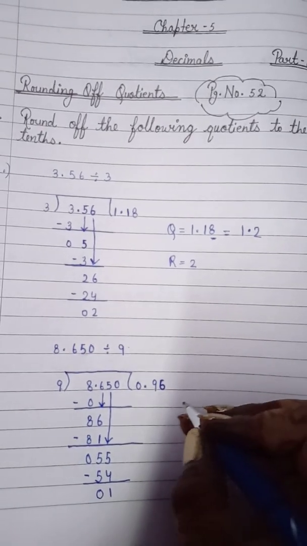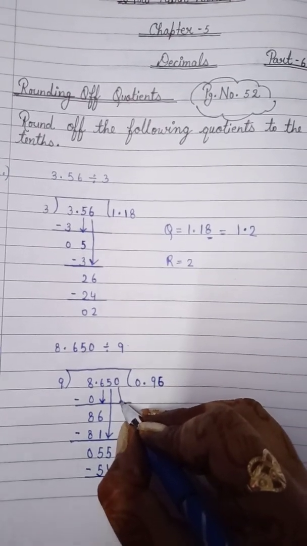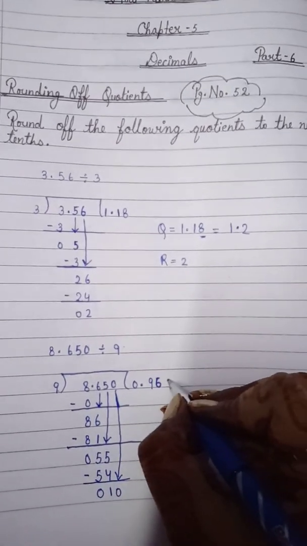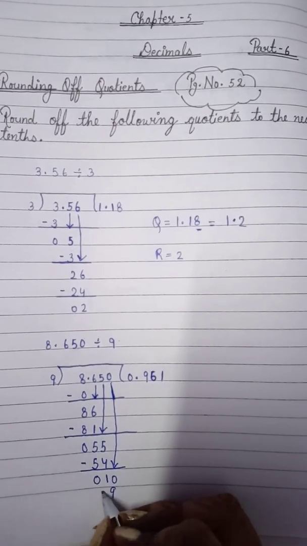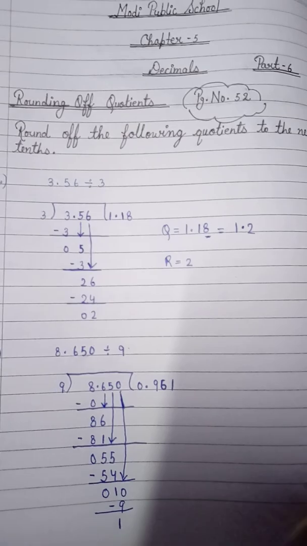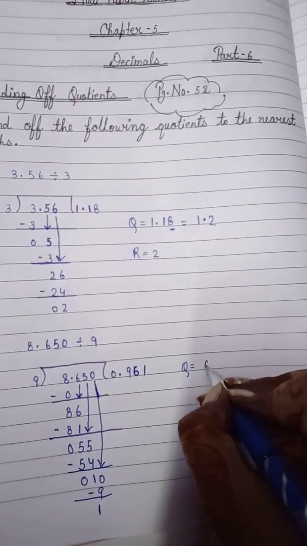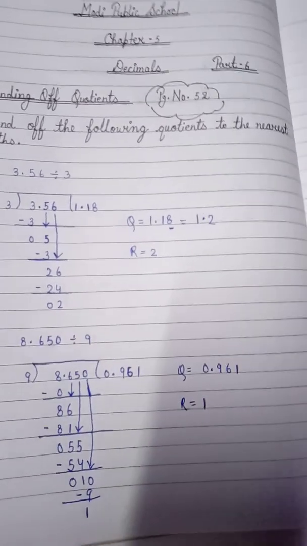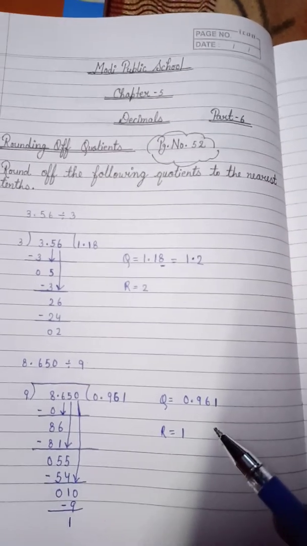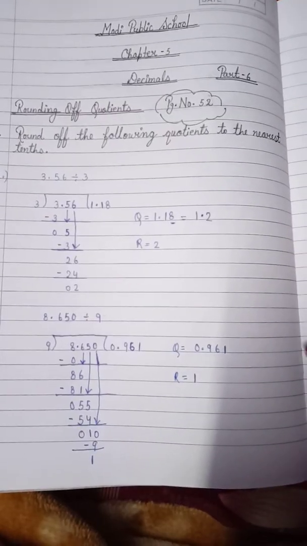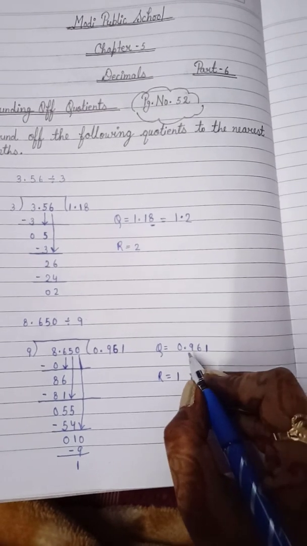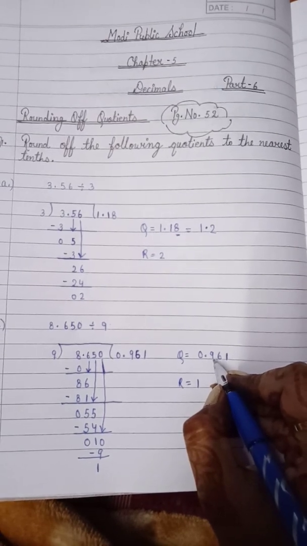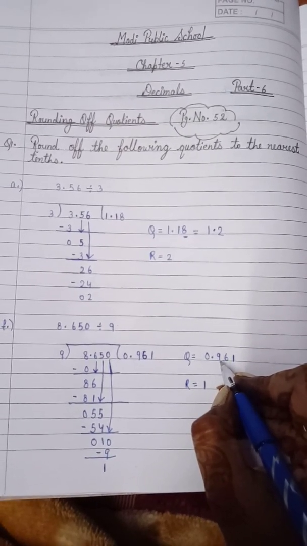Clear? Now we will write down this next digit, which is 0. Now 9 ones are 9. 10 minus 9 is 1. So quotient is 0.961 and the remainder is 1. We have to just check the quotient, not the remainder. So this is the quotient 0.961. We have to round off this number to the nearest 10th place. 10th place is this, and the digit which is written in 10th place is 9.